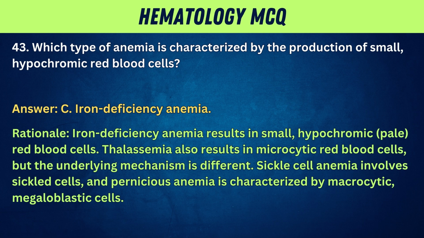Rationale: iron deficiency anemia results in small, hypochromic, pale red blood cells. Thalassemia also results in microcytic red blood cells, but the underlying mechanism is different. Sickle cell anemia involves sickled cells, and pernicious anemia is characterized by macrocytic, megaloblastic cells.